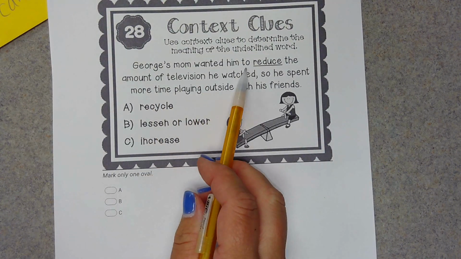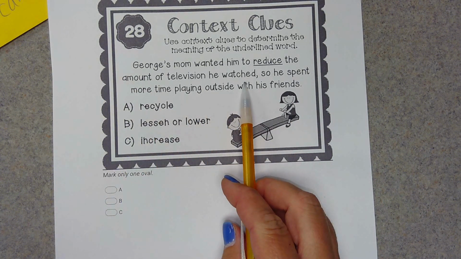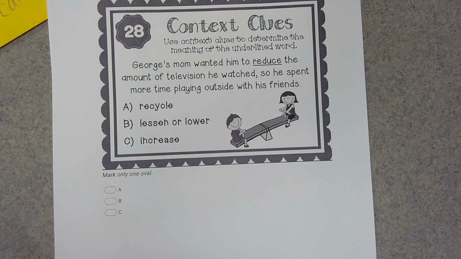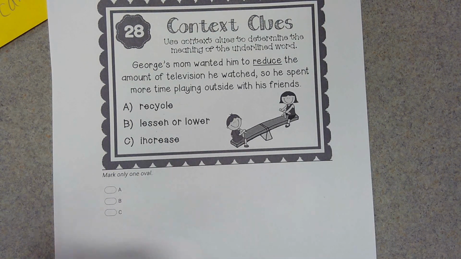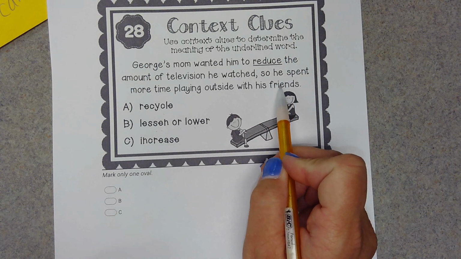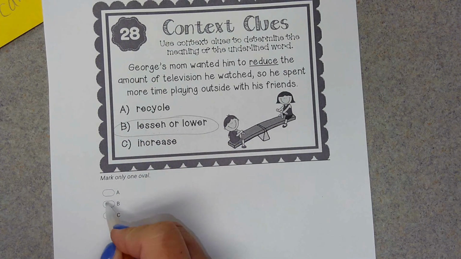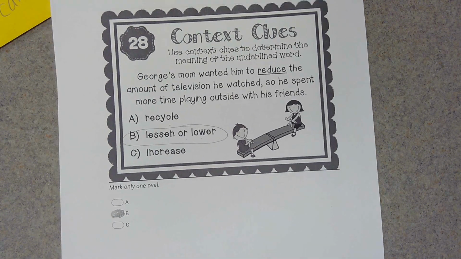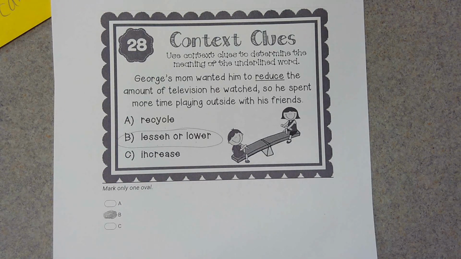George's mom wanted him to reduce the amount of television he watched, so he spent more time playing outside with his friends. Did she want him to recycle, lessen or lower, or increase? If he's spending more time with his friends, she probably wanted him to lessen or lower the amount of screen time or television he watched. Do your parents ever tell you that? I know I do with my kids.